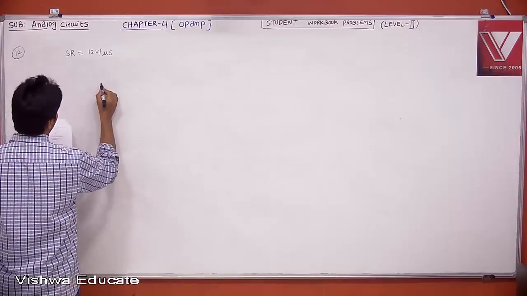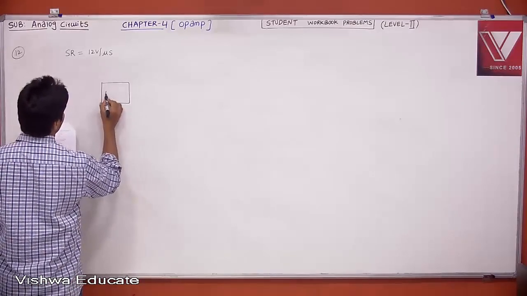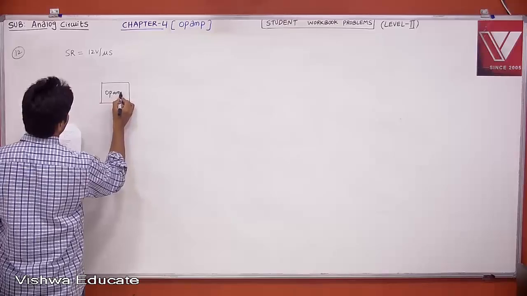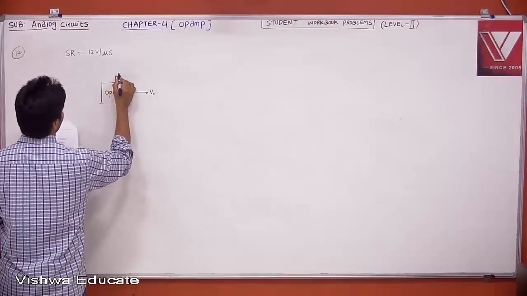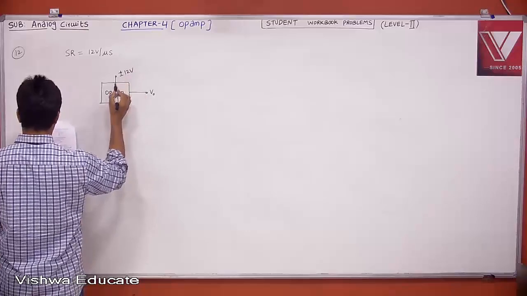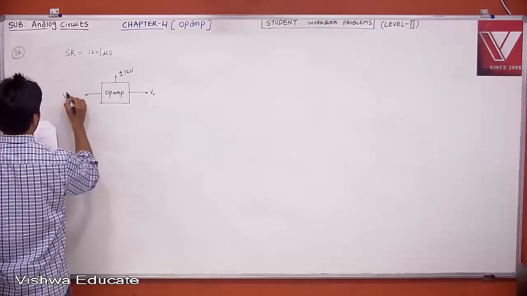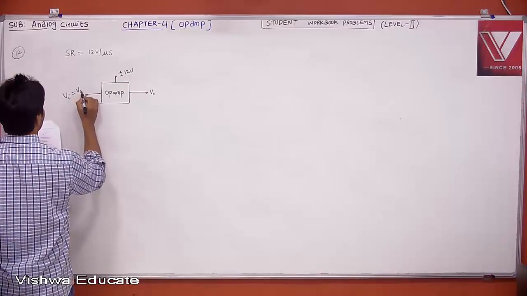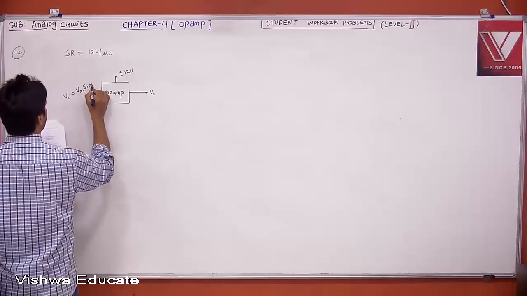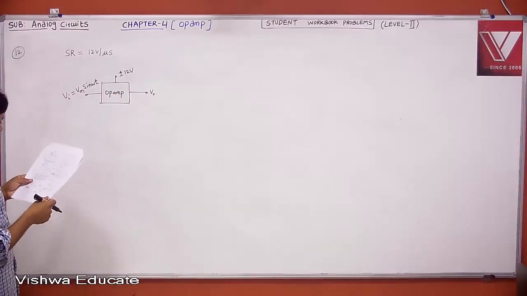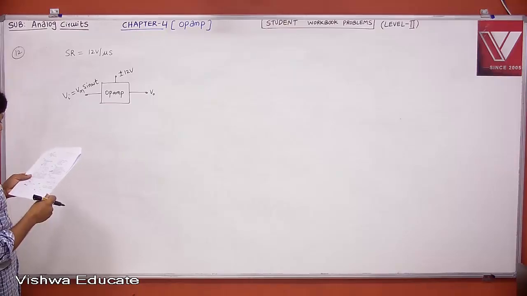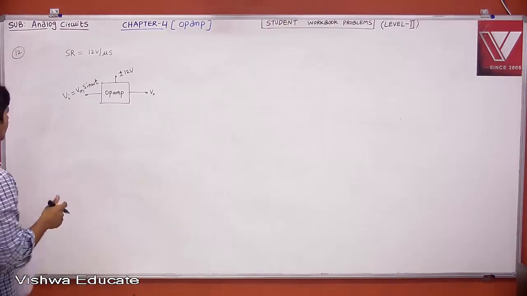Let us say this is your op amp, and this is your output voltage V0. It is having power supply plus or minus 12 volt. That is what it is. And this is your V input. Let me call your input as Vm sin omega t. Then slew rate is 12 volt per microsecond. Then without seeing any distortion, what should be the maximum frequency?